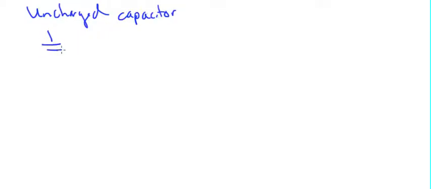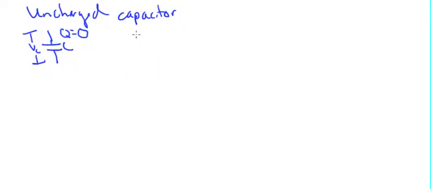Okay, so let's start off by first discussing an uncharged capacitor. The uncharged capacitor will look something like this. We'll have the capacitance C. The charge Q will be equal to 0 because it's uncharged. And then there's also a voltage Vc from the capacitor.